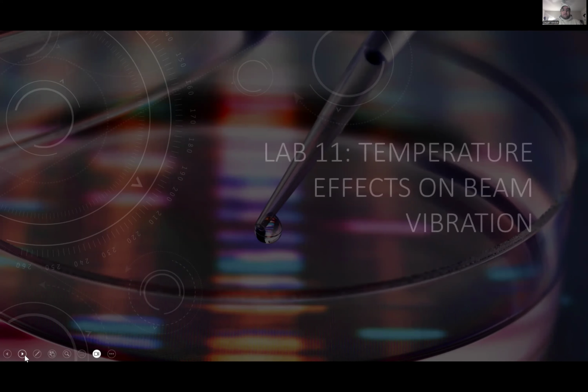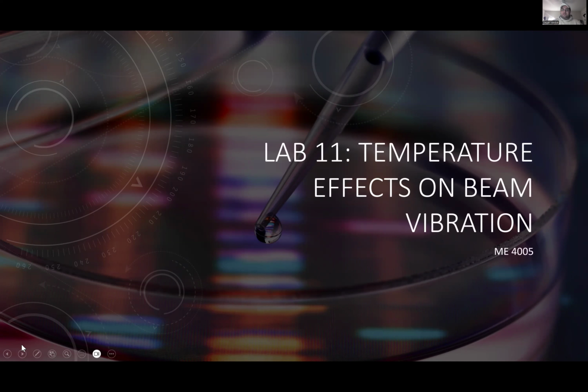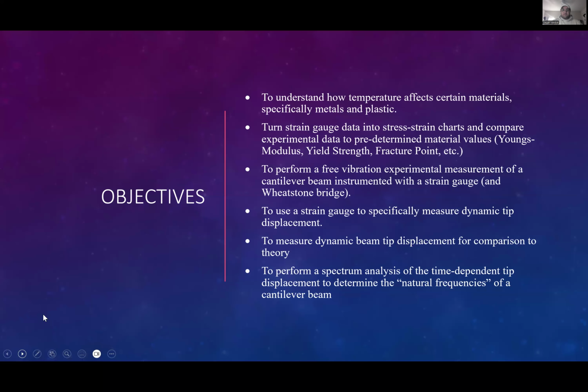Here's my Lab 11, temperature effects on beam vibration, for ME 2004. The objectives of this lab are similar to Lab 3, the lab I based this upon. But I added a different procedure that had to do with materials and material science engineering.